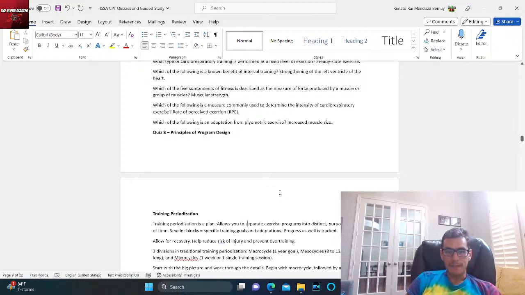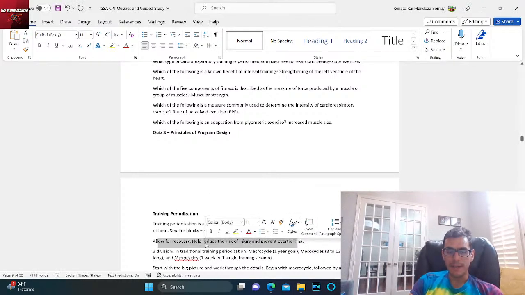Training periodization is a plan. It allows you to separate exercise programs into distinct, purposeful blocks of time, smaller blocks with specific training goals and adaptations. Progress is tracked as well. It allows for recovery, helps reduce the risk of injury, and prevents overtraining.